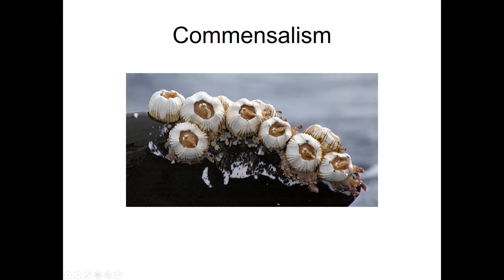Commensalism is sort of an interesting one, and it's the one in nature that's kind of the hardest to prove. This is where it's a plus-zero. One species benefits and one species isn't harmed.